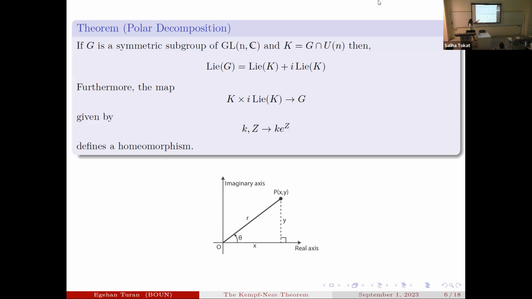This is actually just the generalization of polar decomposition in complex numbers. I'm sure all of you know you can represent a complex number by a length times a phase. This is actually just the generalization of that. For n equal to 1, this will just reduce to that case. And if I have time after my presentation, I can show you how that is done.